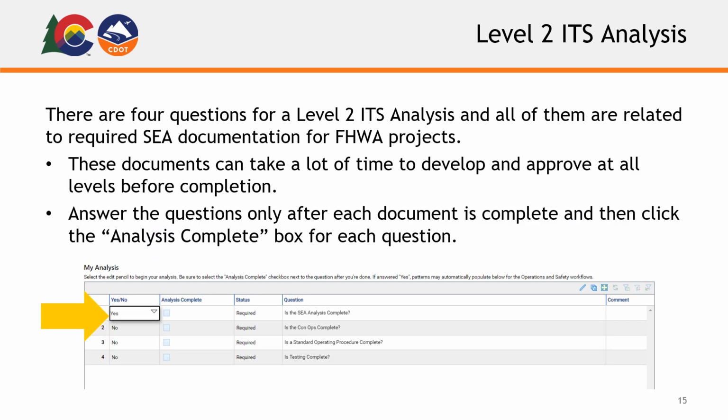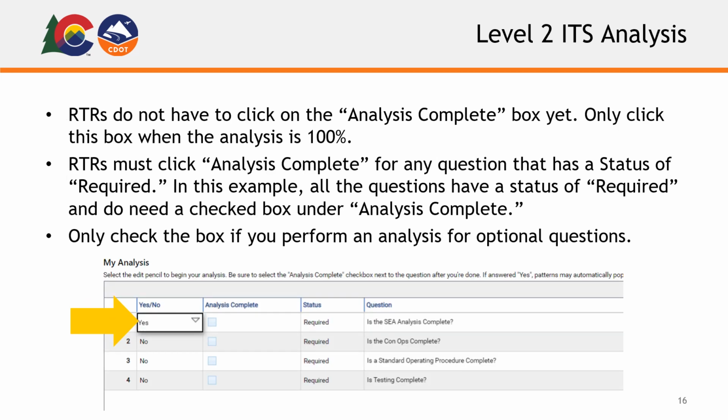There are 4 questions for a Level 2 ITS analysis, and all of them are related to required SIA documentation for FHWA projects. These documents can take a lot of time to develop and approve at all levels before completion. Answer the questions only after each document is complete, and then click the Analysis Complete box for each question.